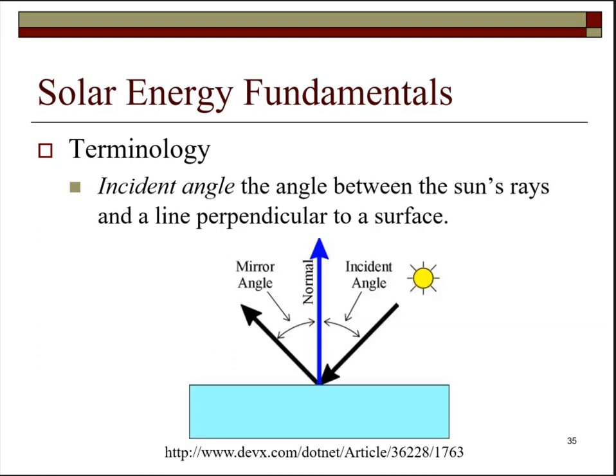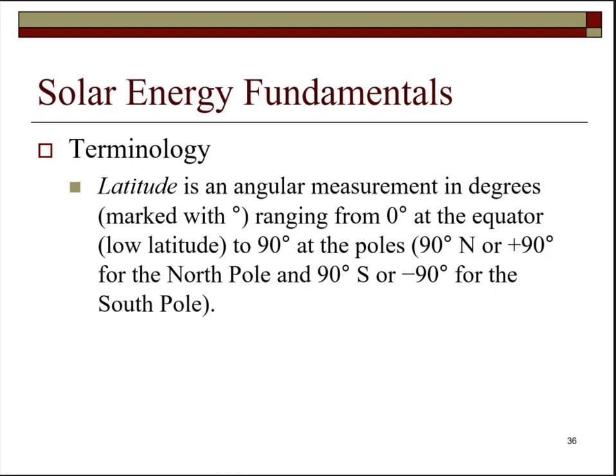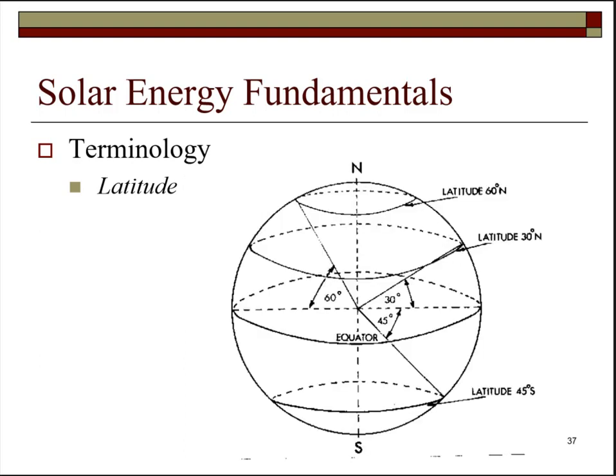The incident angle is the angle between the sun's rays and a line perpendicular to a surface. Latitude is the angular measure in degrees from 0 at the equator to 90 north or south of the North Pole or South Pole. This is a visual representation of the latitude.